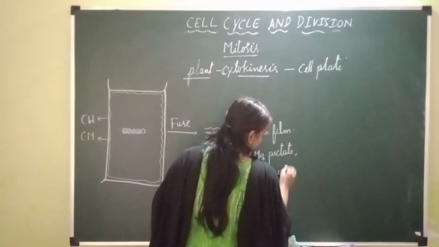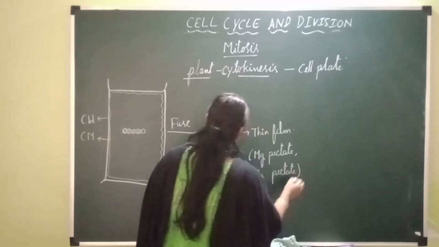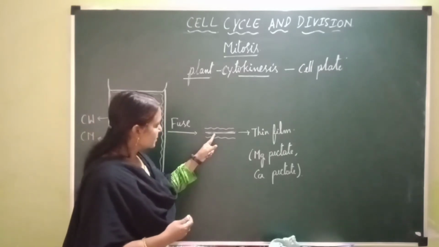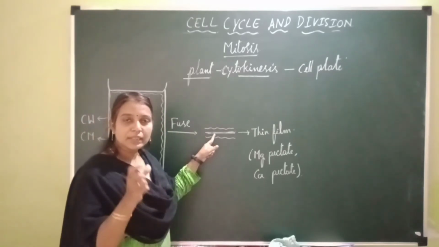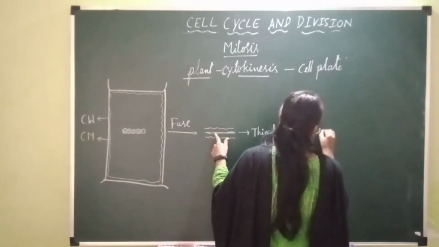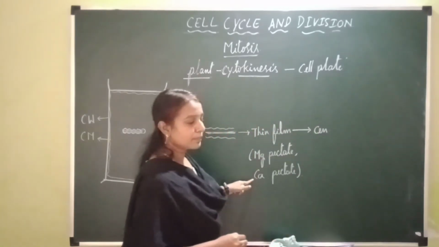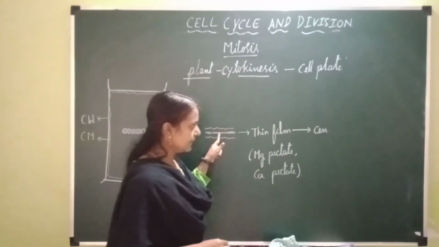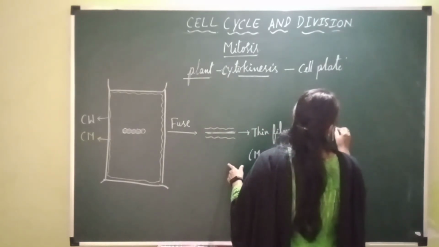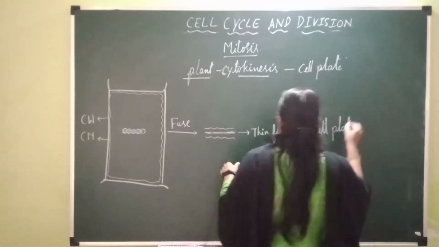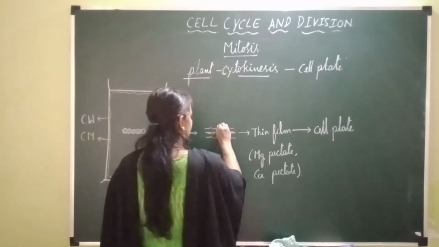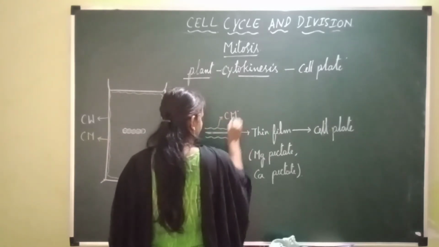After accumulation of calcium pectate and magnesium pectate, they get solidified. After solidification, this thin film forms a thick structure called the cell plate. Whereas the sheath which is present above this thin film and below this thin film develops into the cell membrane.